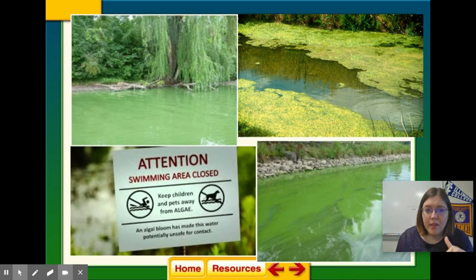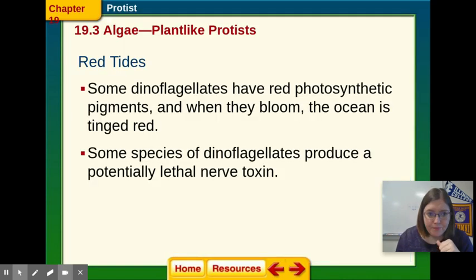So you see that blue-green under the water. If you look on the top right, there is some duckweed there, but if you look very close, you're going to see some of that green under the water also. So something to be aware of around here to keep you safe.